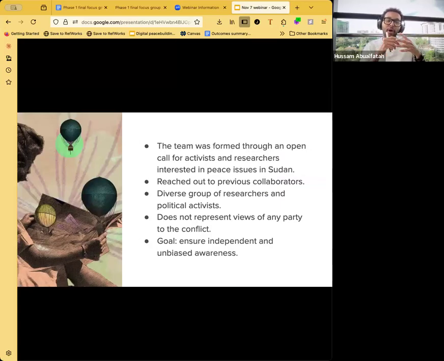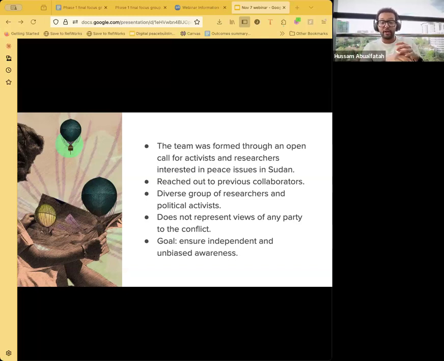So to answer that, we need to form a team first. We formed a team through an open call for activists and researchers interested in peace and data governance in Sudan. We also reached out to previous collaborators and invited new voices, resulting in a diverse group of independent researchers and political activists.